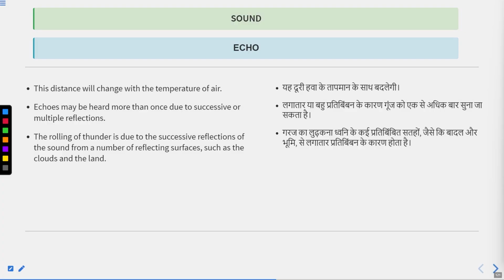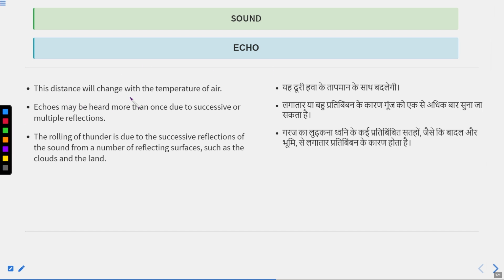Welcome class. In the last class, the last topic we studied was echo. We learned that if you are standing 17.2 meters away from a very large mountain, then you will be able to hear the echo, because we need a 0.1 second gap to hear one echo. Now we will continue from the echo.